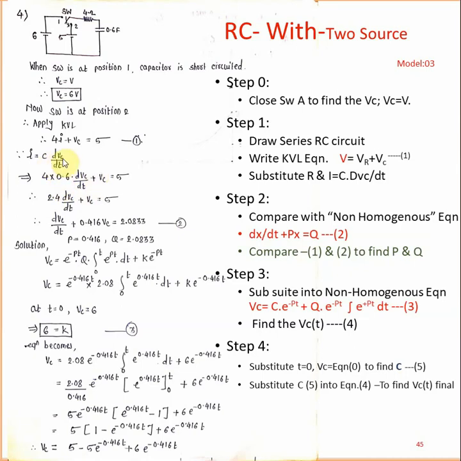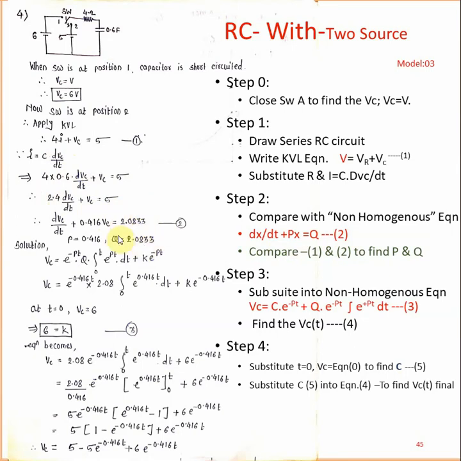I value C dot dVc divided by dt. What is the C value? 0.6 plus Vc. Then I want to equate that to equation number 2. So based on that one, I am going to rewrite. So 2.4, move this side. Vc divided by 2.4, 5 divided by 2.4.